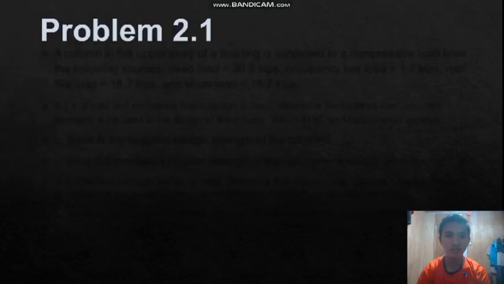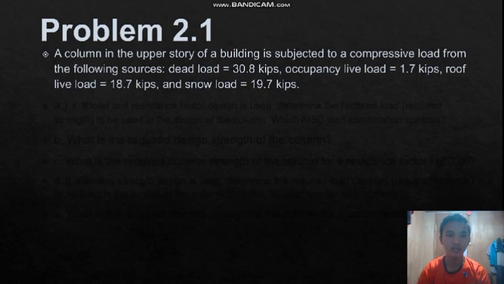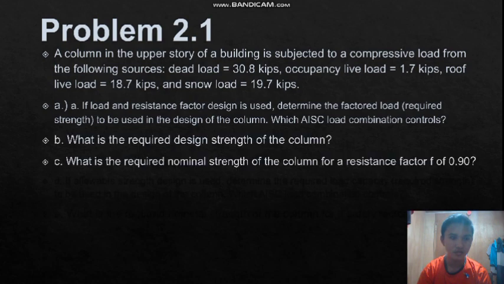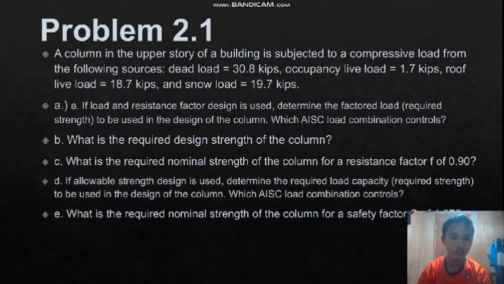For problem 2.1, a column in the upper story of a building is subjected to a compressive load from the following sources. Dead load is equal to 30.8 kips. Occupancy live load is equal to 1.7 kips. Roof live load is equal to 18.7 kips, and snow load is equal to 19.17 kips. And here are the 5 sub-questions in problem 2.1.